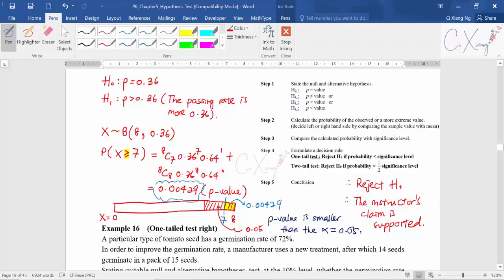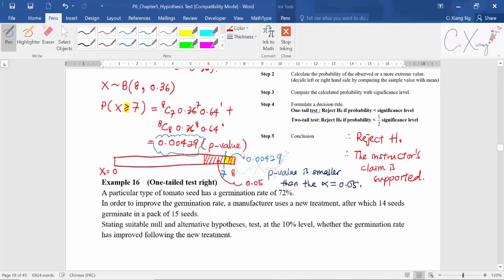So this is what we have for example 15. Example 16, I will just leave it for you to try out on your own. I will continue with example 17.